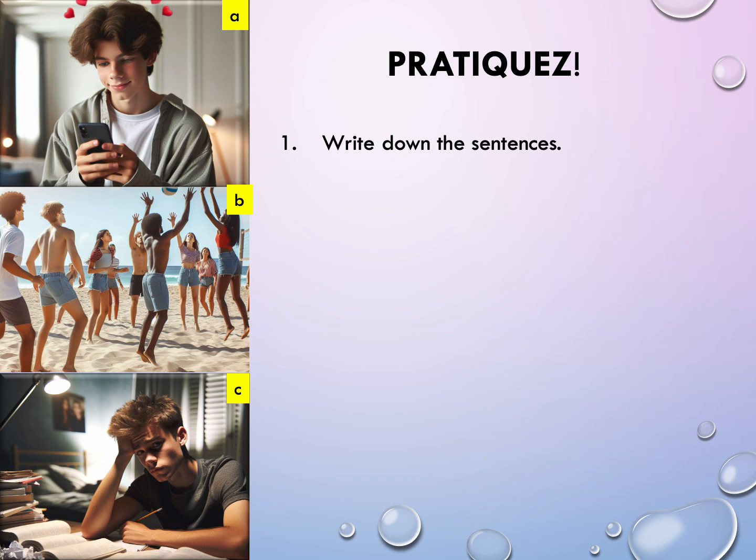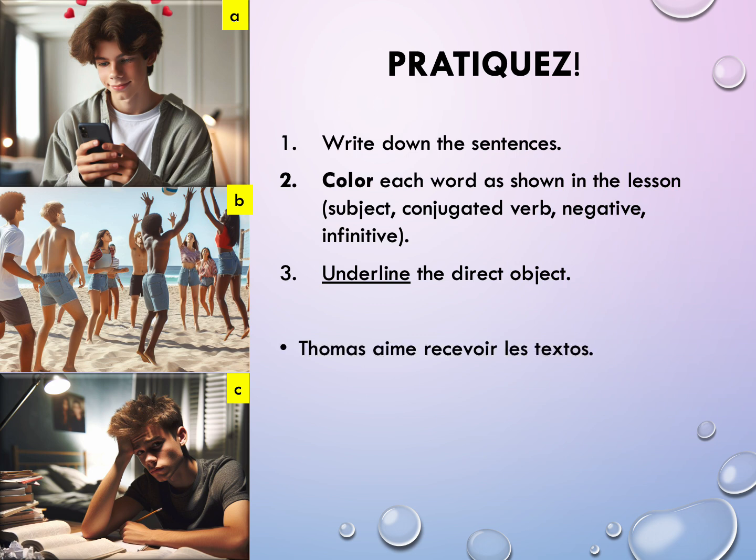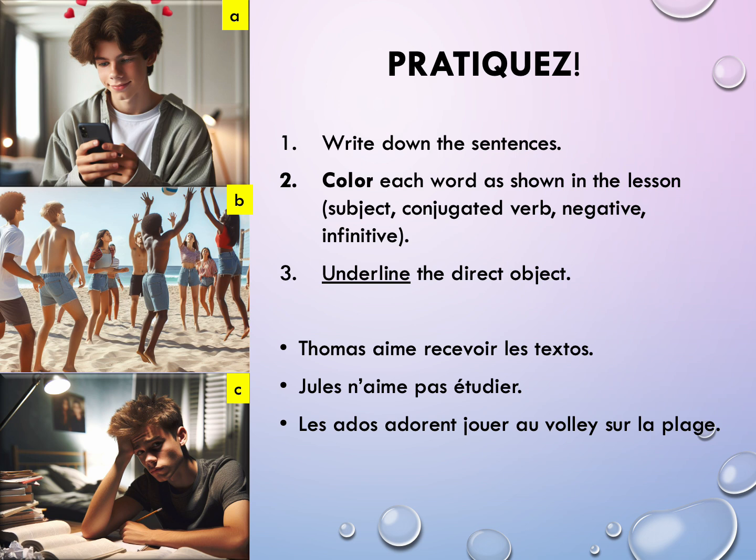Pratiquer. First, write down the sentences that you'll see. Second, color each word as shown in the lesson: subject, conjugated verb, negative, infinitive. Underline the direct object. Thomas aime recevoir les textos. Jules n'aime pas étudier. Les ados adorent jouer au volley sur la plage. Take some time, pause the video, write those down, follow those directions, and then come back.